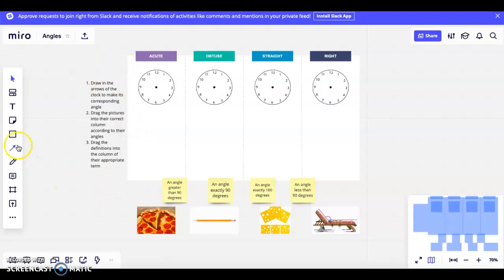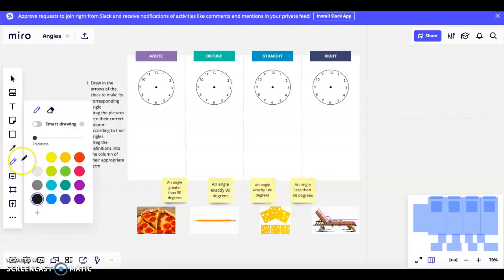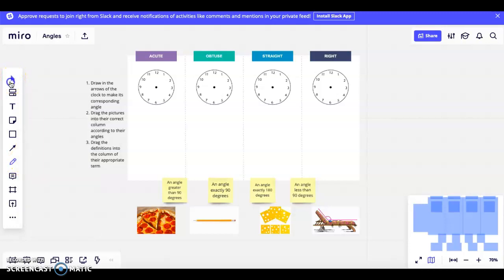The first one is to use this pen tool to draw in the arrows of the clock to make its corresponding angle. The next is to drag one of these pictures into their correct columns according to their angles. And lastly, they're going to drag the definitions of each angle into their appropriate column.